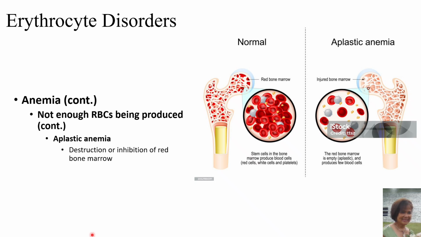Aplastic anemia is fatal, and the only way that you can get out of this fatal condition will be blood transfusion, or if the doctor is able to correct what is actually causing the destruction and inhibition of the bone marrow itself.